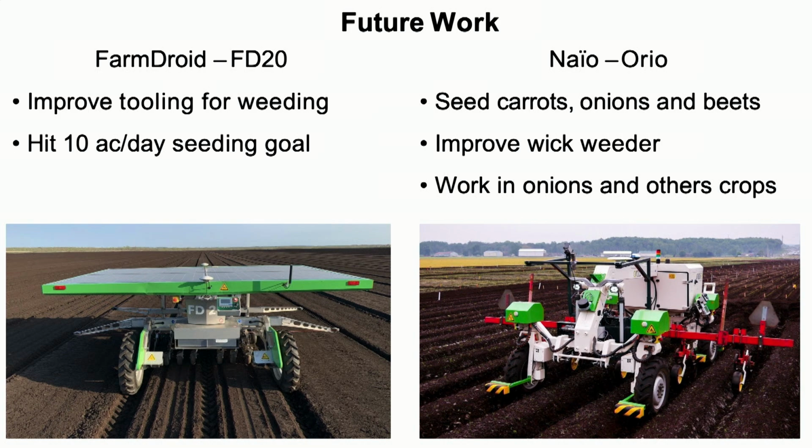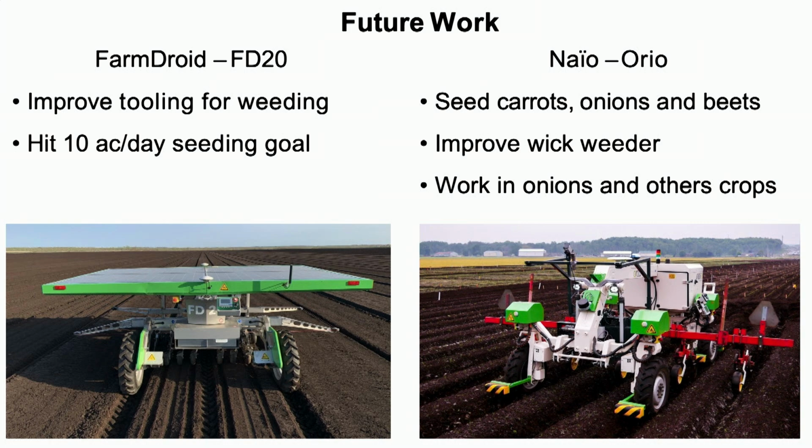With the FarmDroid, we want to improve that weeding tooling system, and I think for next year we're hoping to hit the grower's goal of seeding 10 acres per day. That's per unit, so if he has 5 units out there and sending them off, you can do his 250 acres in the week, hopefully.